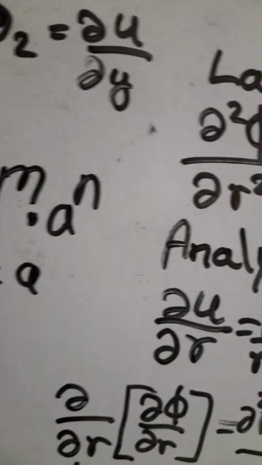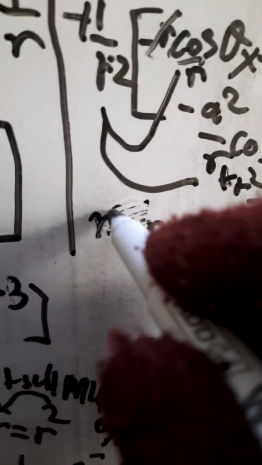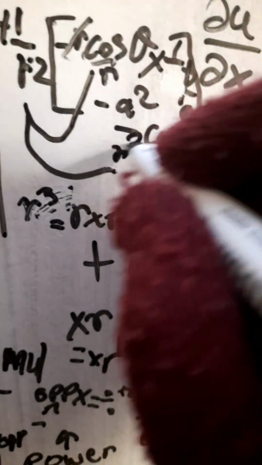And I also said another formula, a raised to m multiplied by a raised to n. If these bases are the same and the powers are different and they are getting multiplied, since this is how many times it is getting multiplied, we can just add them: a raised to m plus n. It would give the same result, but it is easier to solve. So 2 plus 1 is 3, so this is r cube, r into r into r. So this became a square cos theta by r cube.